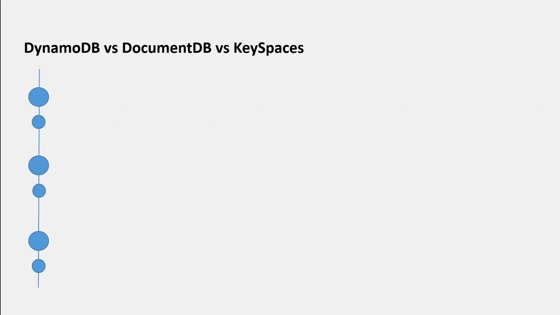AWS has a lot of services when it comes to storing data, because there are lots of types of data out there and lots of workloads and use cases. So at times it becomes really confusing which AWS service to use for which workload or use case when it comes to storing the data. In this video, I'm going to give you a quick overview of when to use DynamoDB, DocumentDB, or Keyspaces.